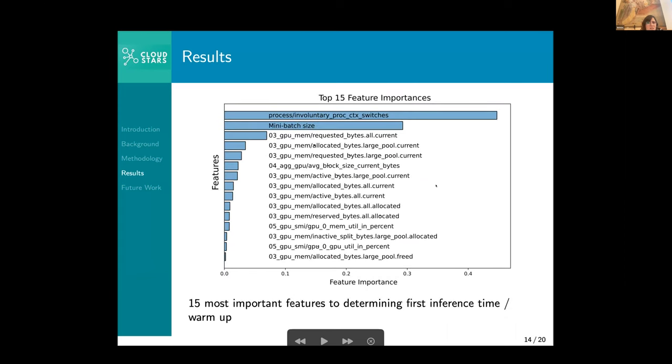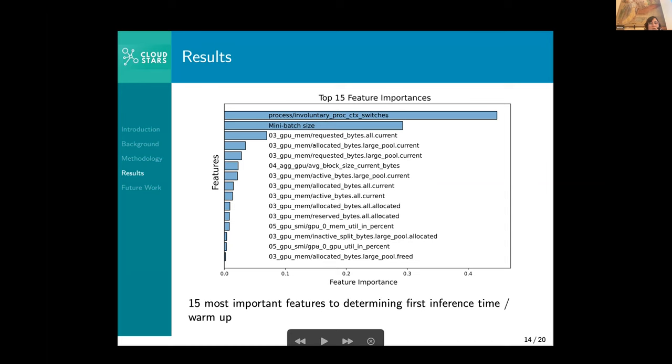So in order to characterize this warm-up, we measured those features that I introduced before, just before performing the inference, before the warming up, and we used random forests to try to estimate the inference time of the warm-up. We used random forests just because they provide this ranking of features. And let me comment that the feature with the most importance that we saw was involuntary switches.